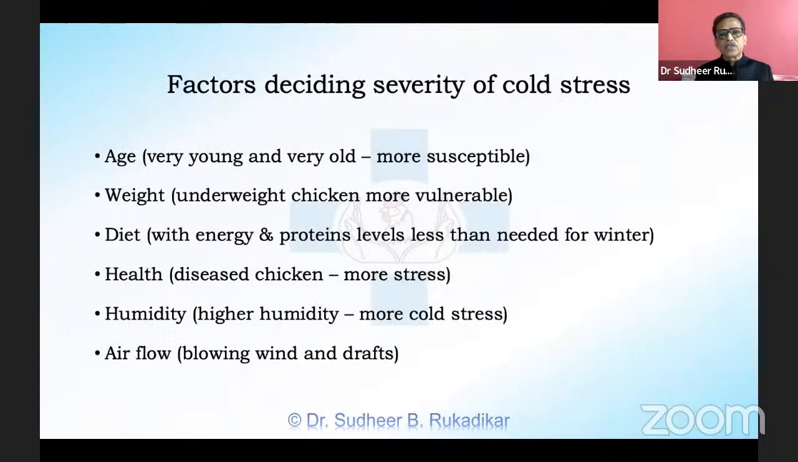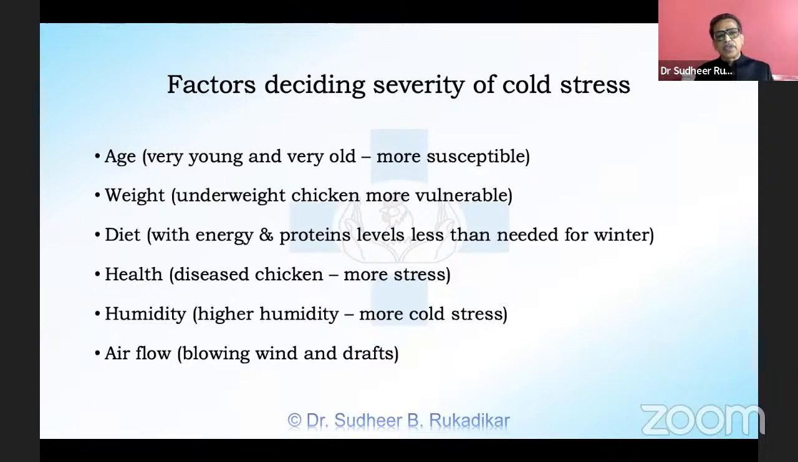Now, what are the factors which will decide the severity of cold stress? Because just a drop in temperature, say from 20 degrees to 12 degrees or 8 degrees, will not cause cold stress on all the birds. There are other factors which give some idea as to how much the bird will be cold stressed. First and foremost is age.